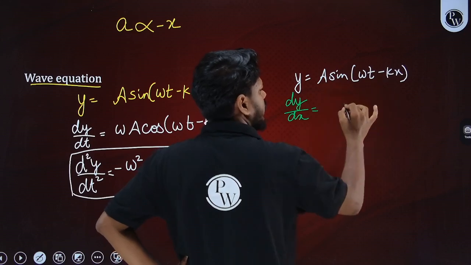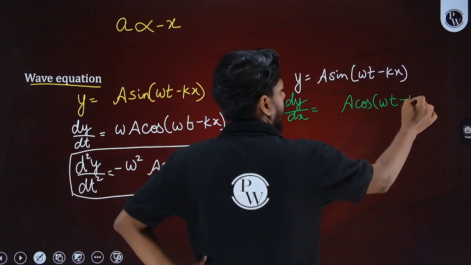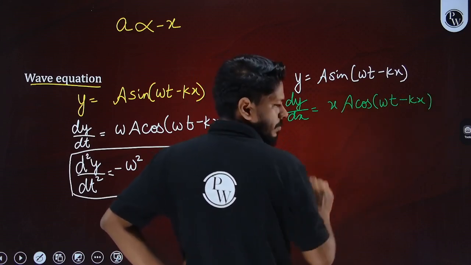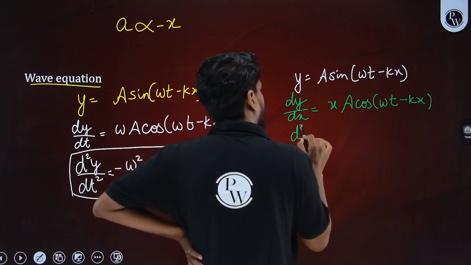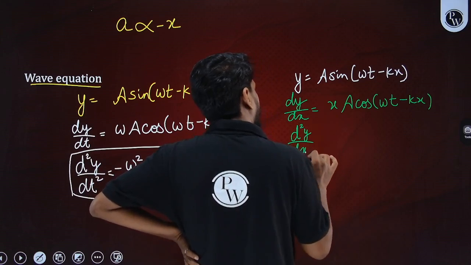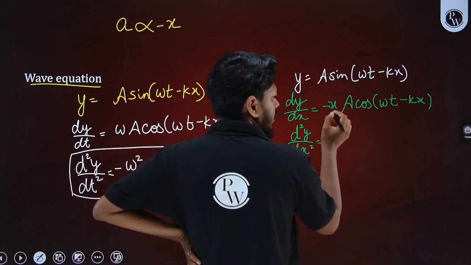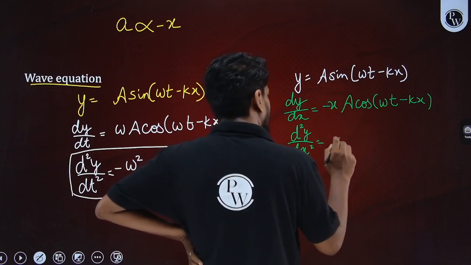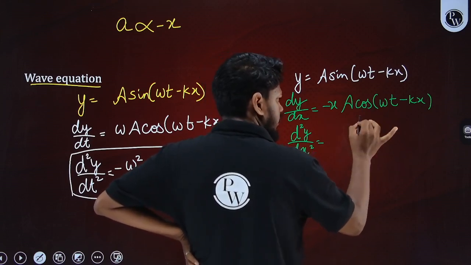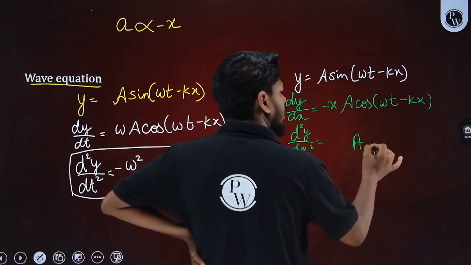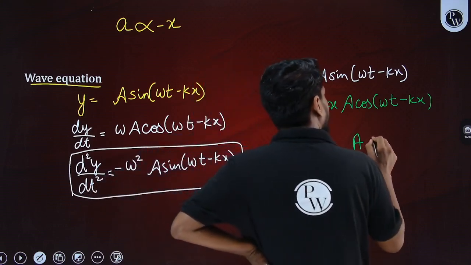If I differentiate this with respect to x, I will be getting minus x into x. And if I again differentiate this, actually I will be getting minus x. If I again differentiate it, I will be getting minus from sine, because if I differentiate cos omega t, I will get minus sine omega t. So that minus and this minus will cancel out each other.